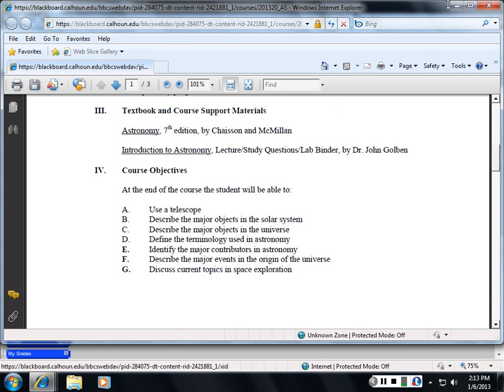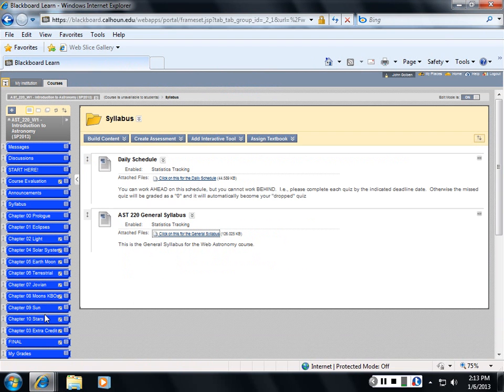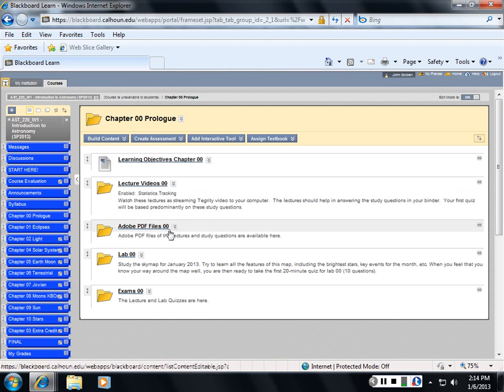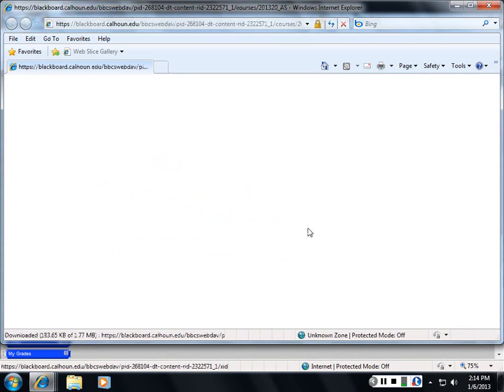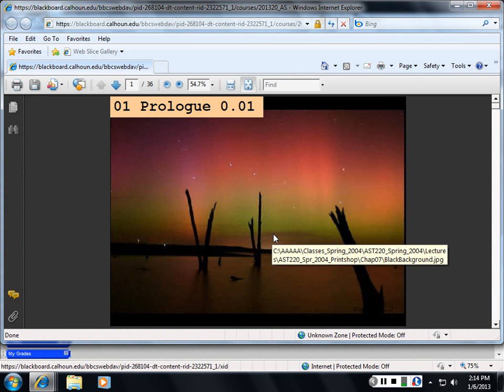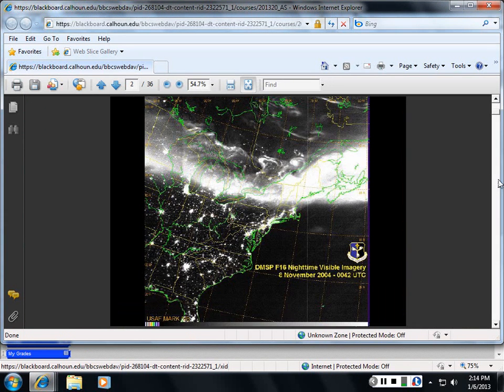So, let's temporarily put this down. If you actually went into each chapter and looked under the folder that says Adobe PDF files. So here's chapter 0. You go in there, and you can see a prologue. There are 2 lectures in the prologue. The lecture notes are given here as PDF files, and the study questions are a PDF file as well. So these are the same printouts available online within the course that you would get in the binder.